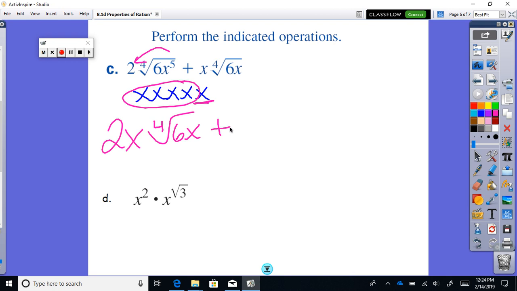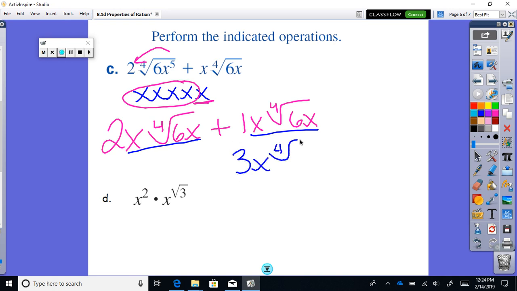Plus, this is an x, so it's a 1x, 4th root of 6x. So just the coefficients are different, 2 and 1. Everything else is the same, and so I can combine them. 2 plus 1 is 3. Everything else stays the same. So the coefficients are the only thing that can be different.